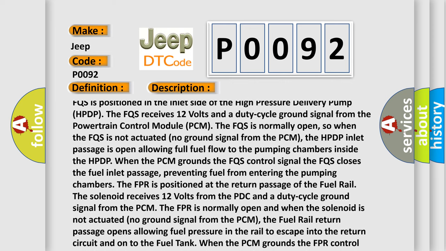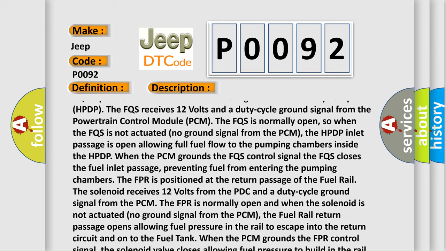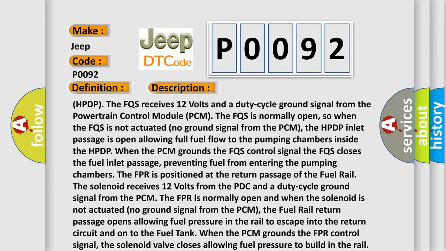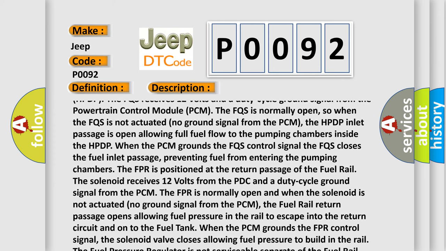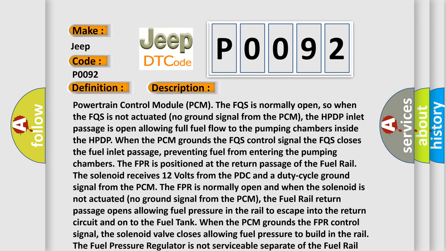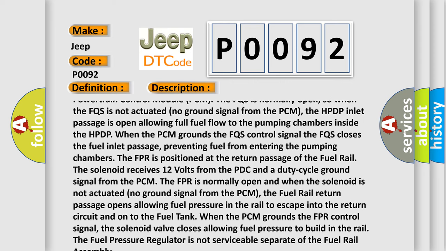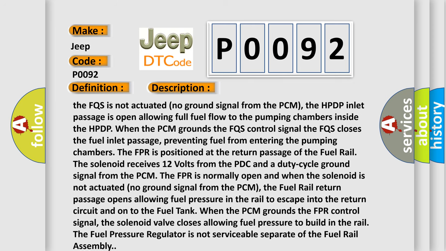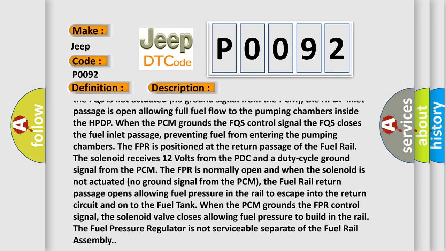The HPDP inlet passage is open, allowing full fuel flow to the pumping chambers inside the HPDP, when the PCM grounds the FQS control signal. The FQS closes the fuel inlet passage, preventing fuel from entering the pumping chambers.